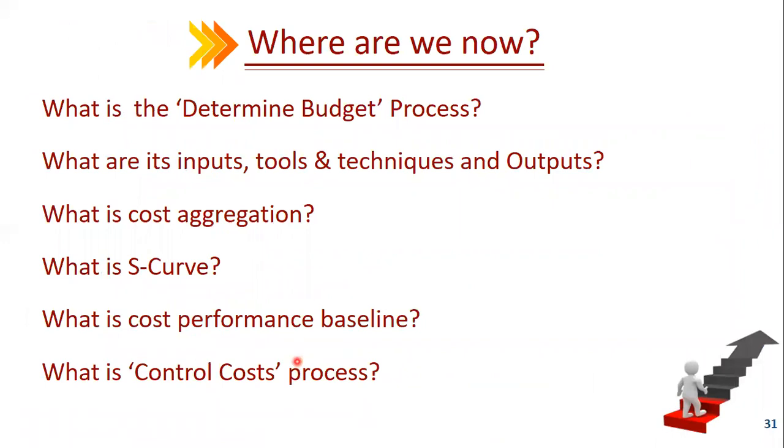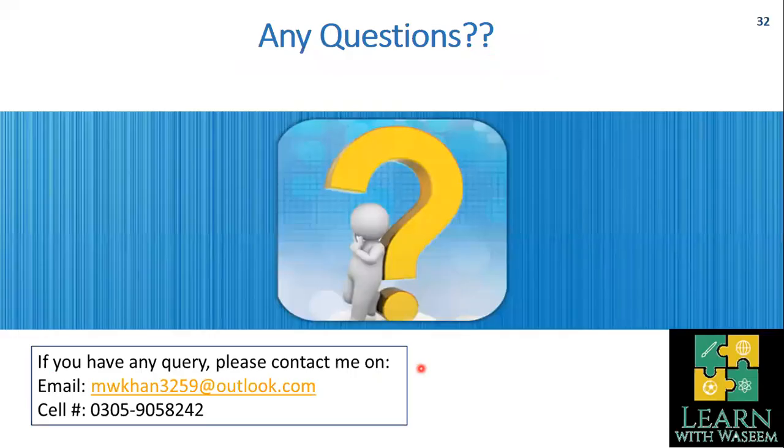In this particular lecture, we have discussed what the determine budget process is, and its inputs, tools and techniques, and outputs. We have discussed the cost aggregation, the S curve, the cost performance baseline, and how to control the cost and its process, including the inputs, tools and techniques, and outputs. So that's the end of the chapter.